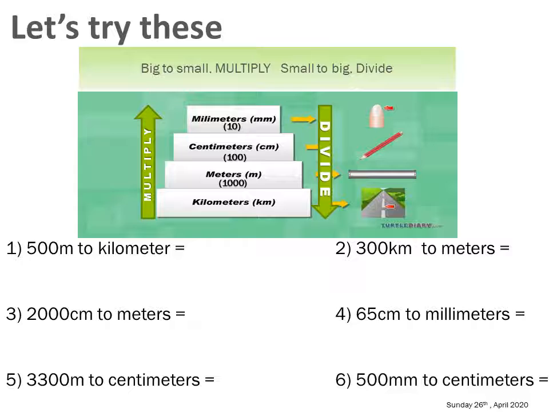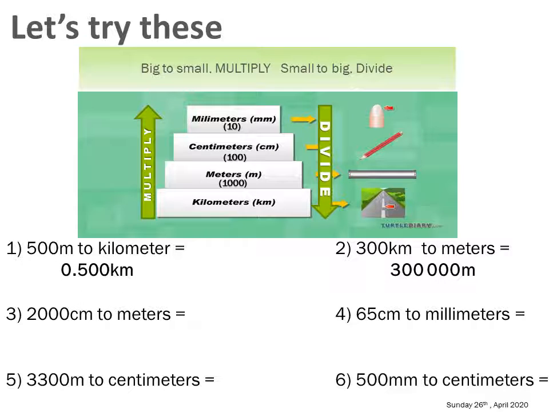Now what will I multiply with? I will multiply with 1000. You see for meter I have 1000 there. So now I will multiply. 300 kilometer multiplied by 1000, I will have 300,000 meter. Now look at the answer for question 1 and 2.